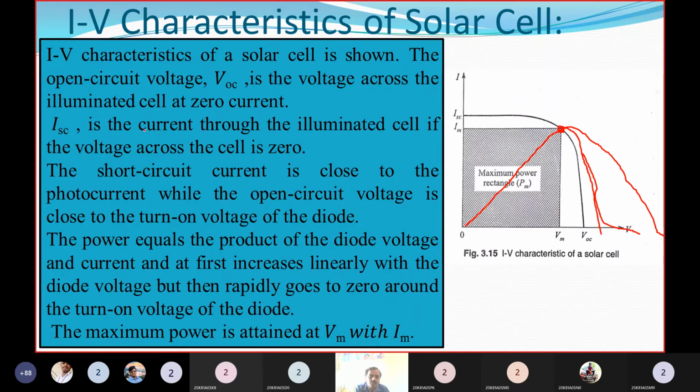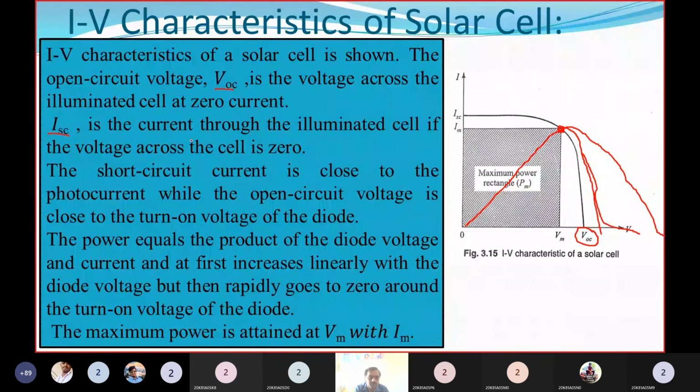Now, this is about the VOC as well as ISC. VOC means open circuit voltage. When we get the open circuit voltage, the current value will become zero. At that particular point, the voltage drop across the diode is the open circuit voltage.